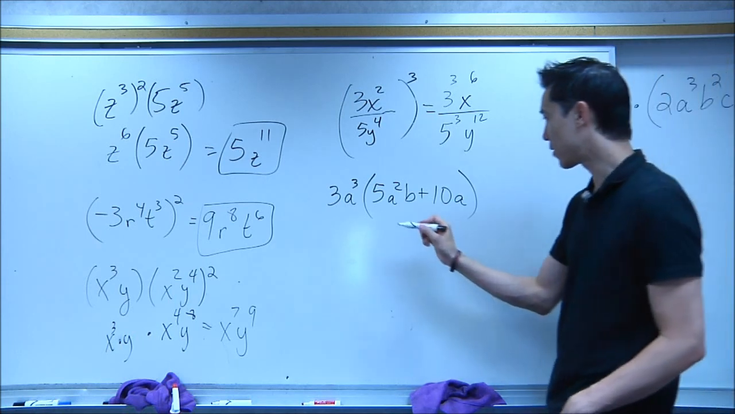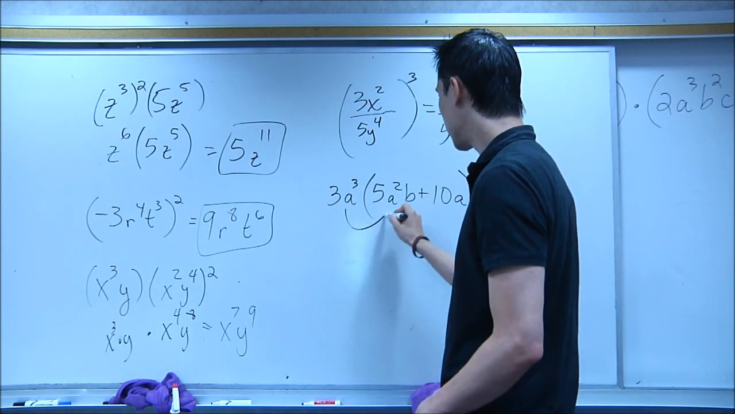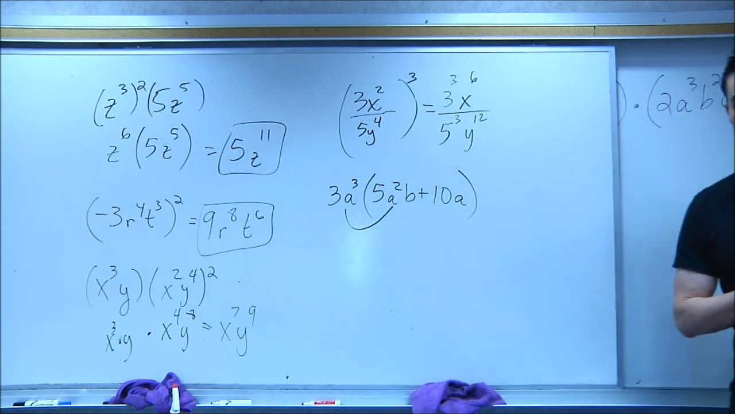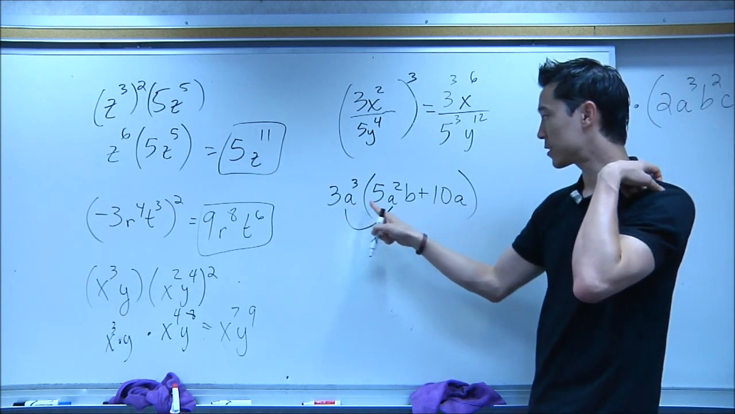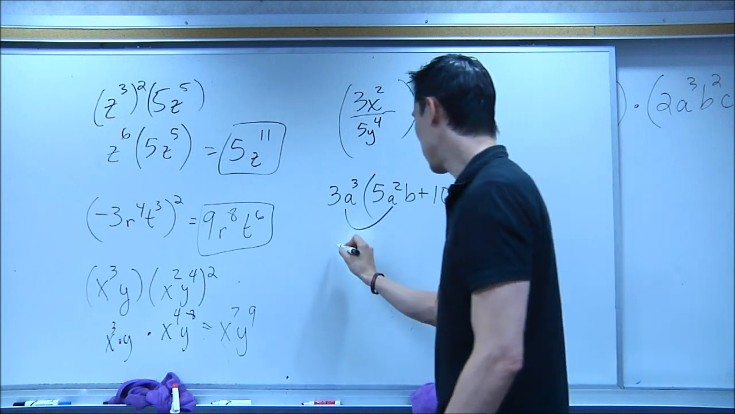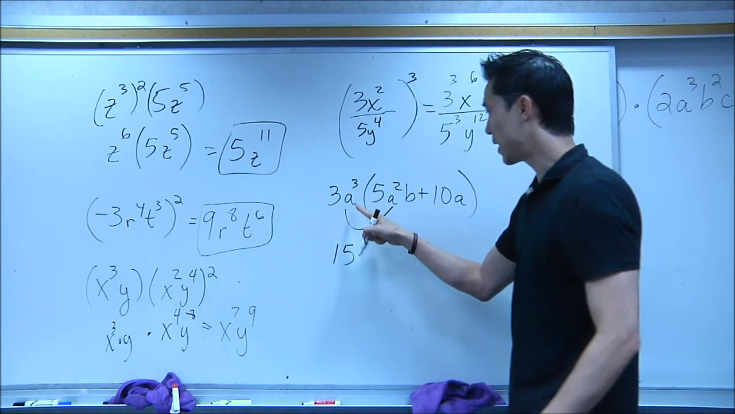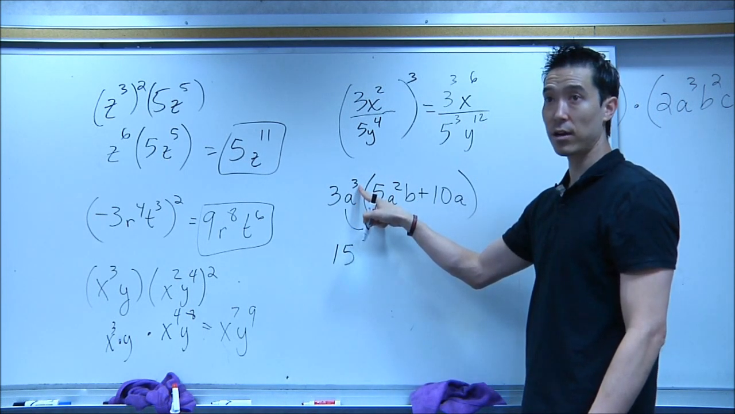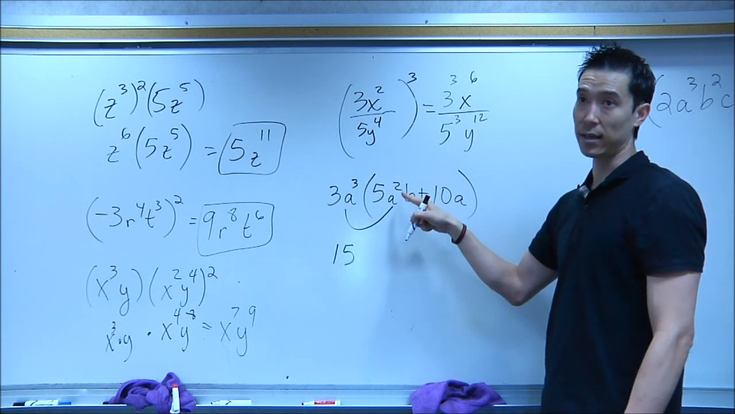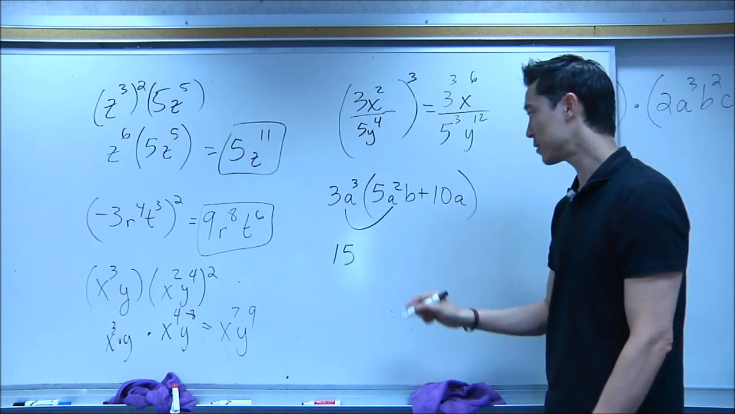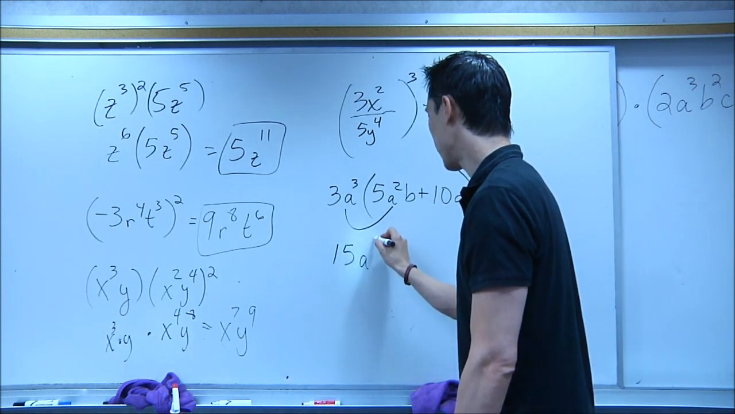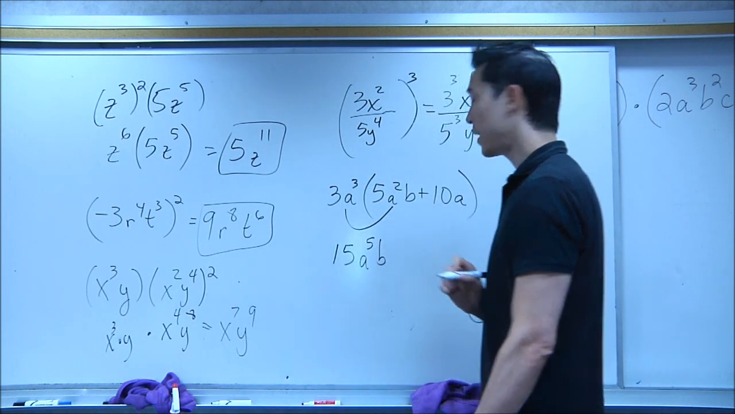Okay, let's try this first. I have 3a to the 3rd times 5a squared b. Let's just do that piece first. You multiply the coefficients together: 3 times 5 is 15. And then I start handling the exponents. A to the 3rd times a to the 2nd. I add the exponents and I get a to the 5th. And that b is just kind of hanging along for the ride.